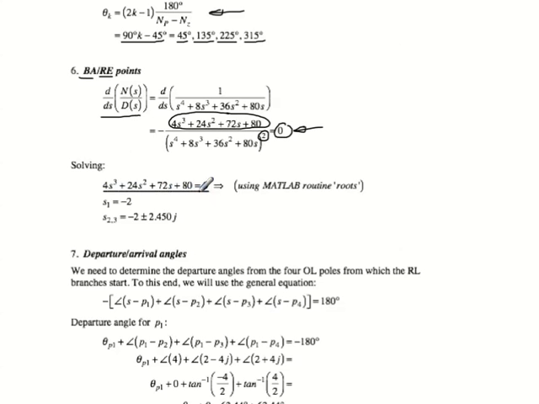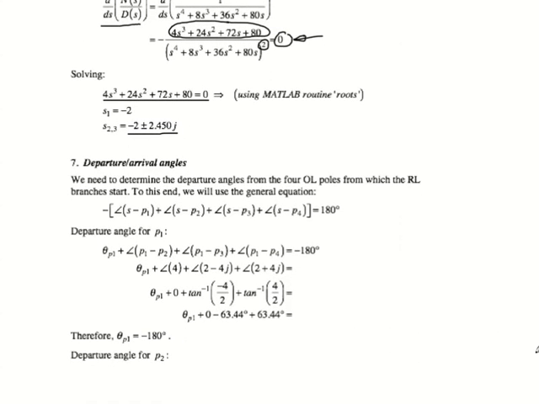So here we do have to diverge a bit from our goal of constructing these plots without doing any numerical work. We do have to find these. So I used the MATLAB routine roots, and found the 3 values of s are minus 2, and then this complex conjugate pair, minus 2 plus or minus 0.245j. Again, these represent points in the complex plane where we expect to have repeated roots. Those are the breakaway or re-entry points.